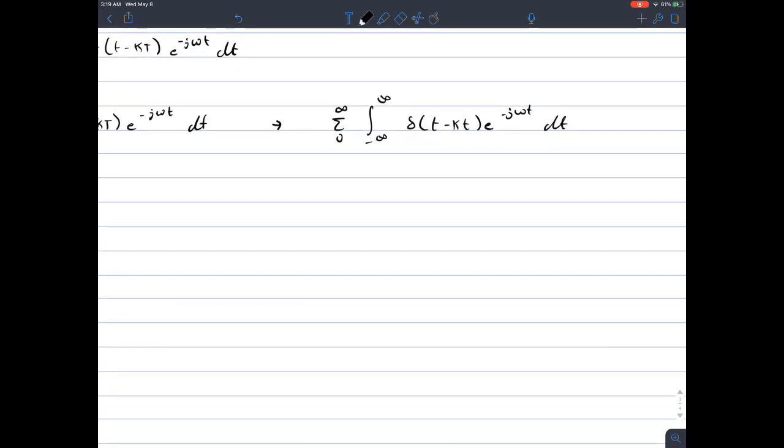Okay, and when you're taking the integral of a delta function times anything else, the result is whatever's in the integral evaluated where the delta function is. So the result is going to be, don't forget your a sub k, the summation of a sub k times e to the negative j omega t evaluated at t equals kT.